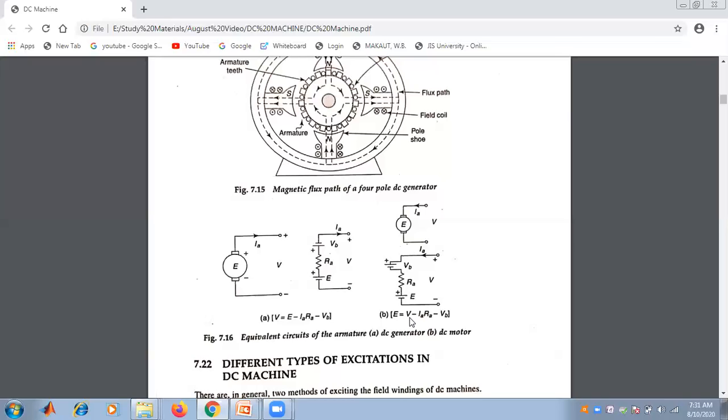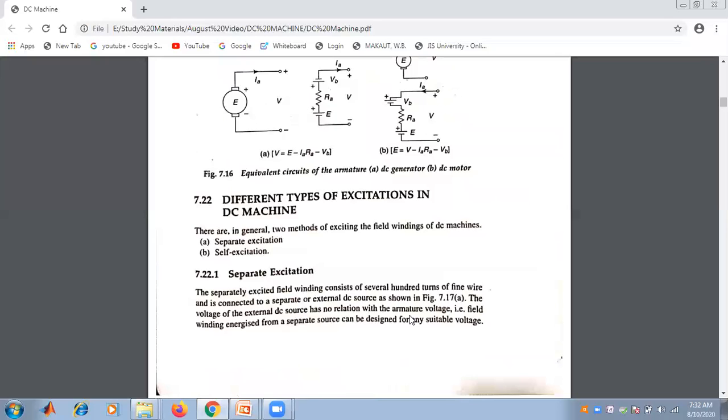So if we remember the working of the DC generator, where mechanical energy is converted into electrical energy, and of the DC motor, where electrical energy is converted into mechanical energy, then after remembering the basic working principle, we can easily draw the equivalent circuit of the DC generator and DC motor.